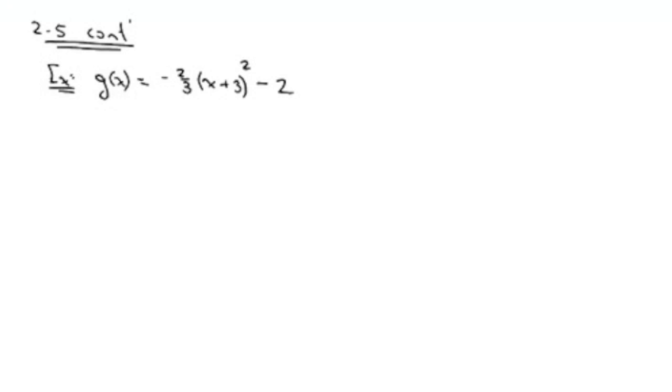So I want to take the base graph, in this case x squared, and the base graph of x squared looks something like this. It has a point at the origin, and it looks like a parabola. What do all these little pieces of this g of x tell me to do with that x squared? Well, what's the negative 2 at the end tell me to do? See if you remember.